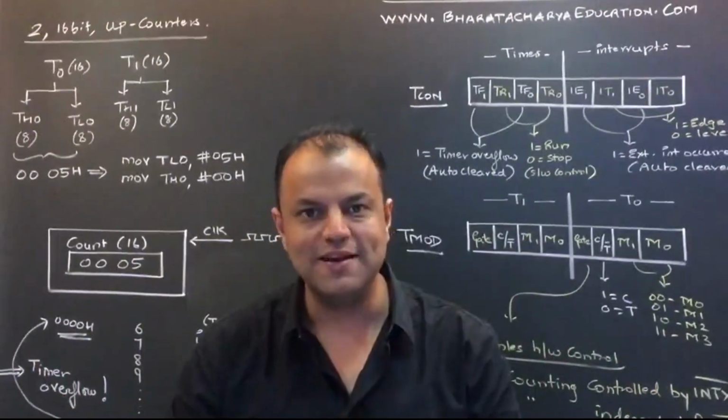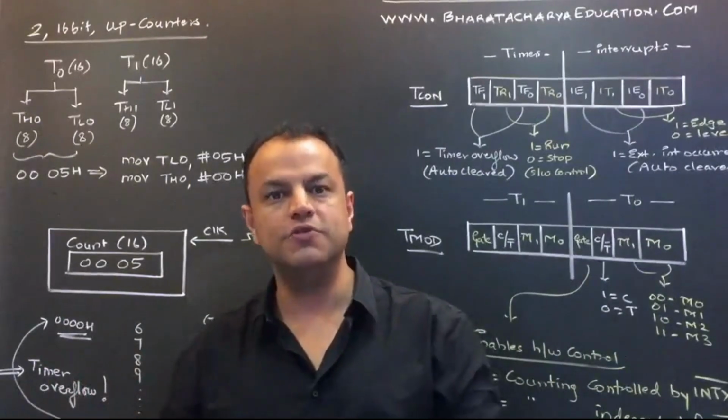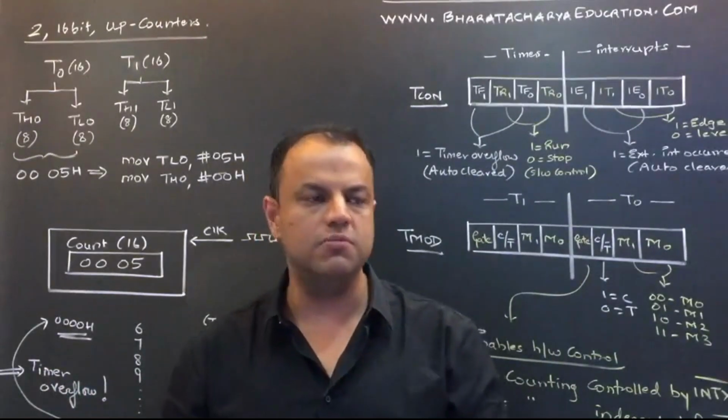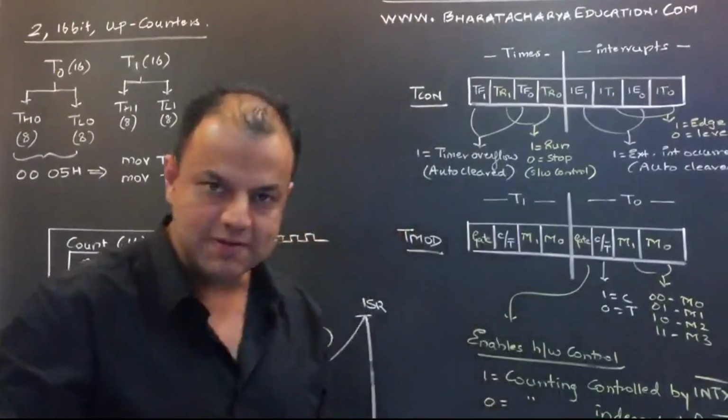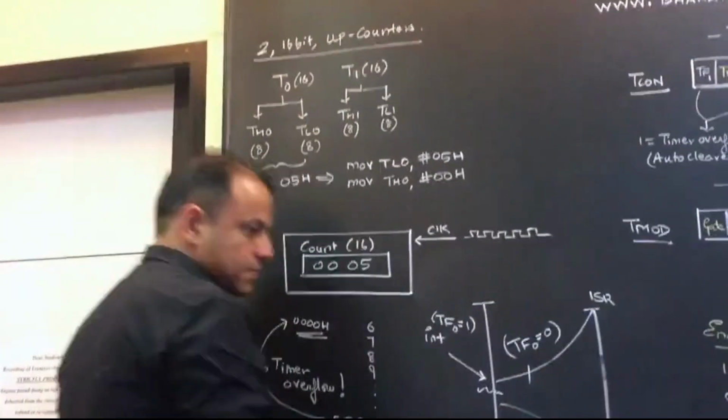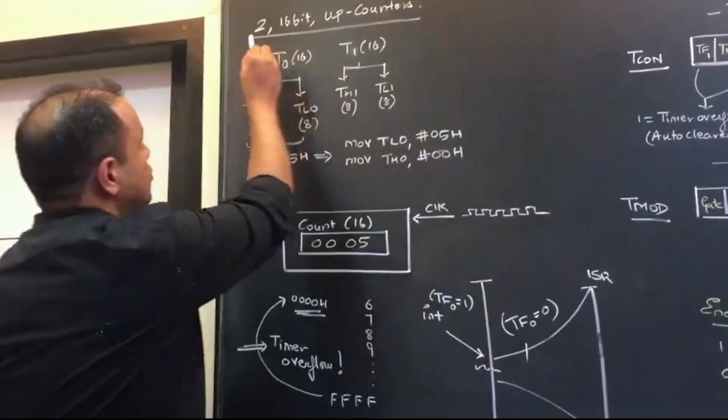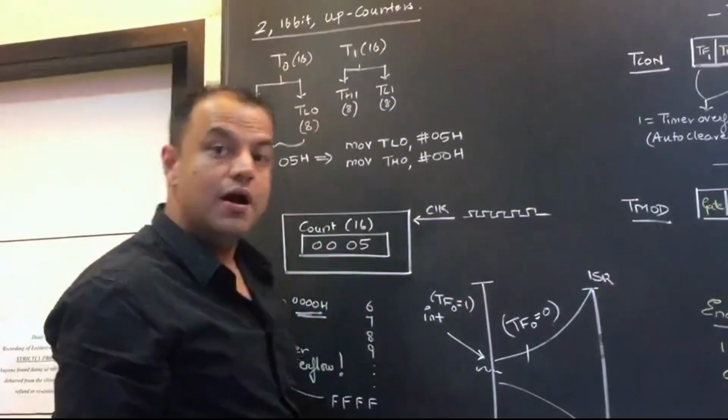Did you understand this? Of course, every time you don't give it a count of 65,000. You can give it a count in small numbers also, 5, 10, 15, 20, but it can be up to 65,000. Is that clear? Now, last point, there are two 16-bit up counters.